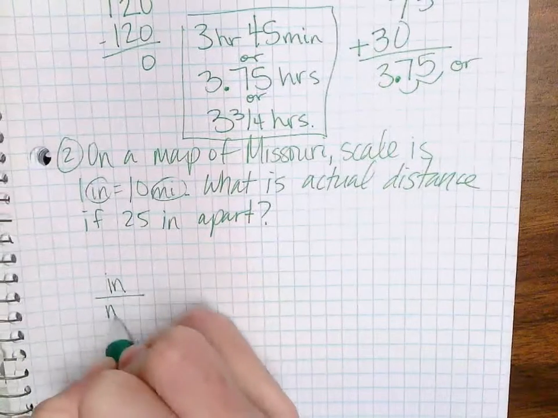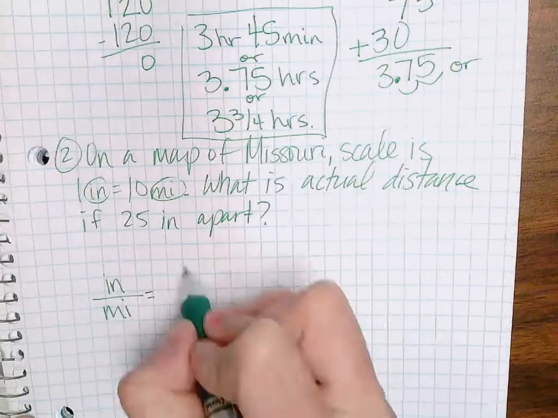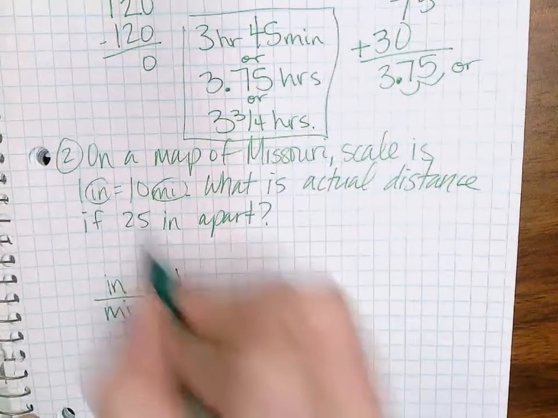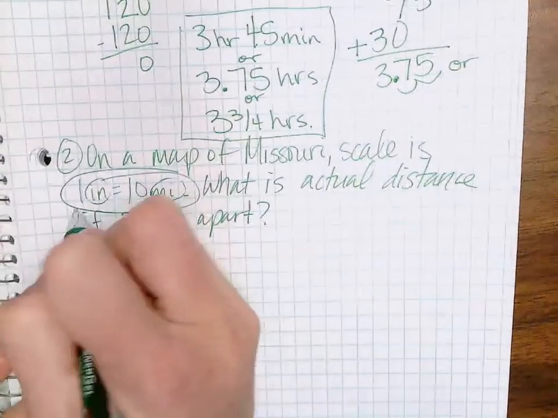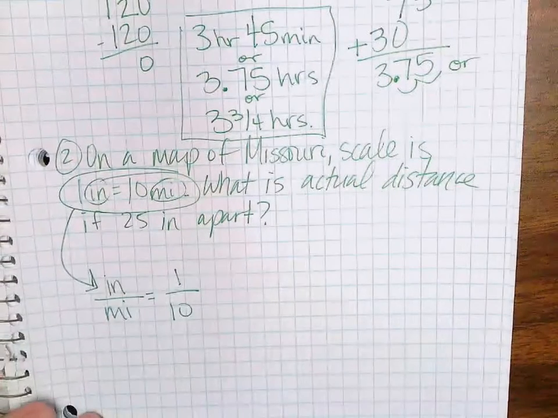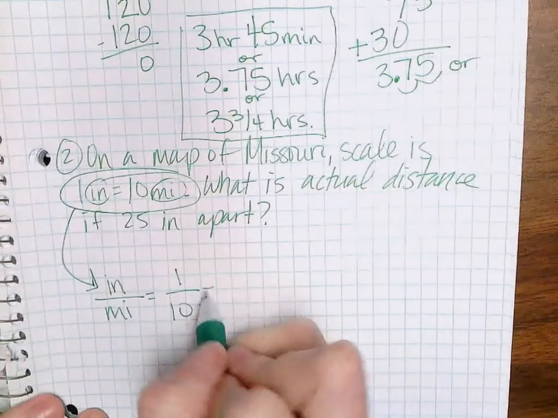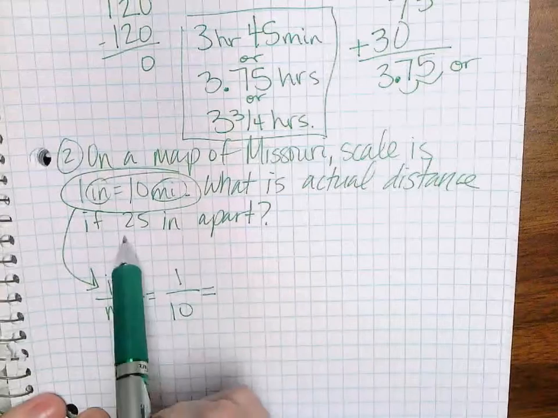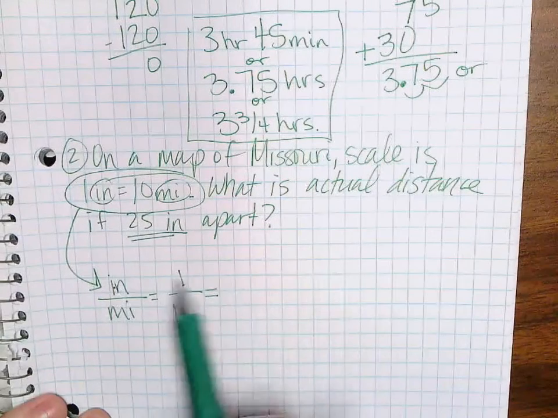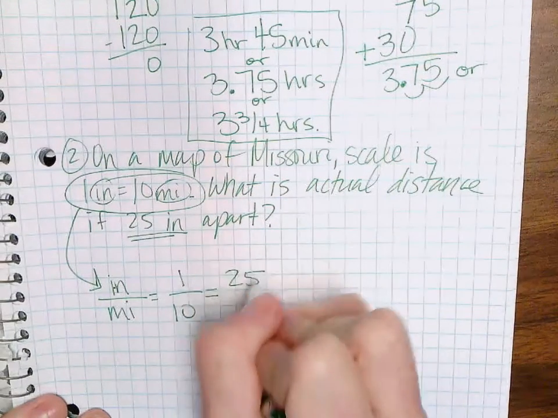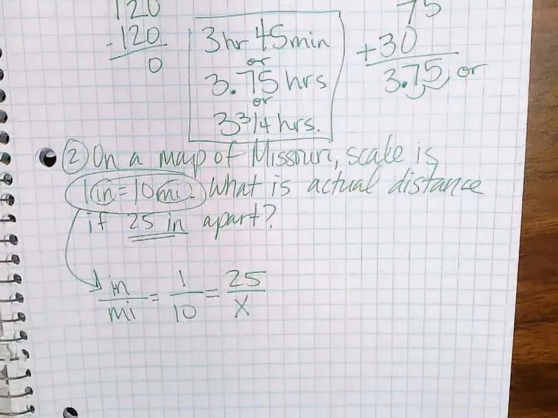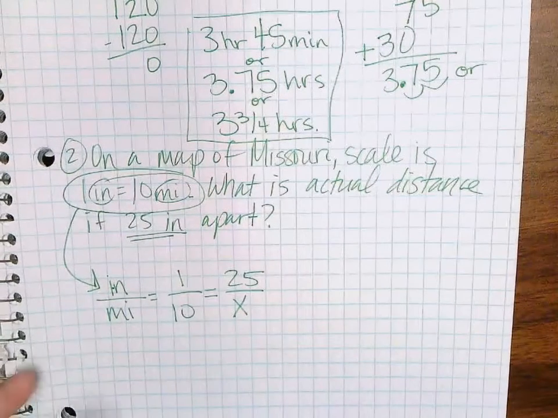So inches over miles. Okay. So we have 1 inch is 10 miles. I'm using this information for my initial setup. Now, this is where your proportion comes in. I have 25 inches. So if this is inches, my 25 is going to go on top because that's what I have. And I'm looking for the miles, so I'm going to put an X.